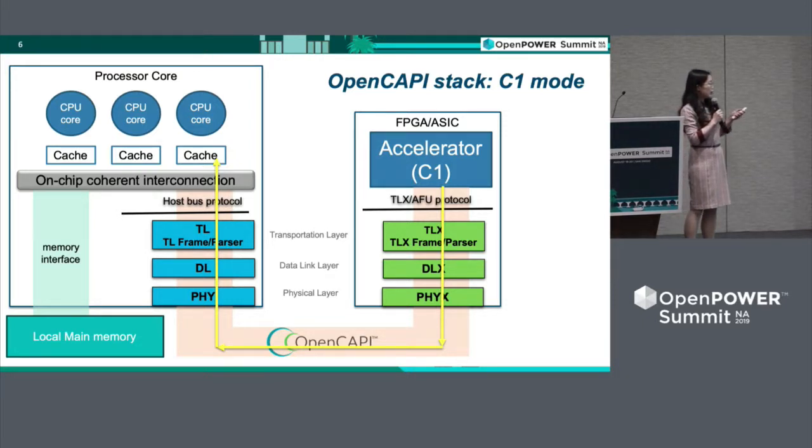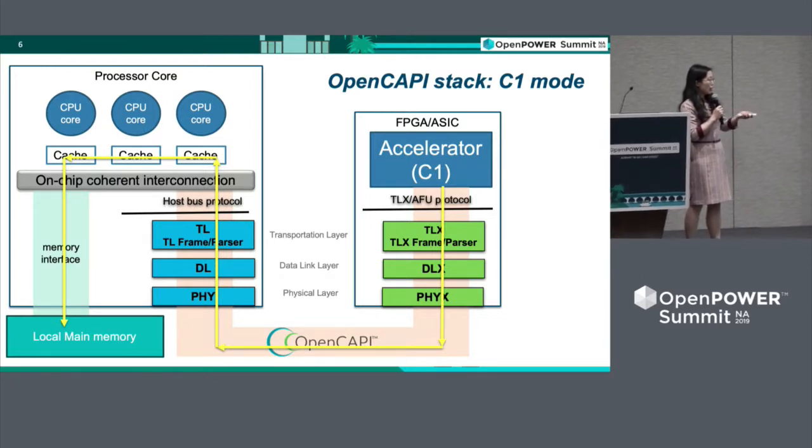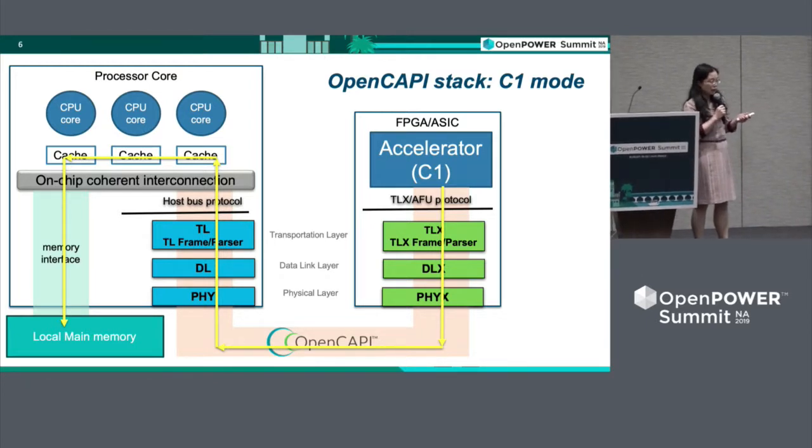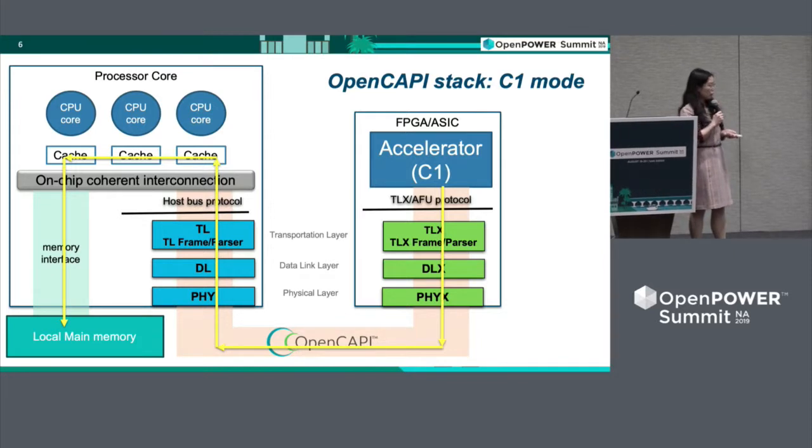Okay, and after the virtual address arrives, the Power processor will look up the data in its cache subsystem. So this is a coherent access. And sometimes, finally, it has to go to the external local memory. So that's the whole story of the OpenCAPI stack for our acceleration framework.